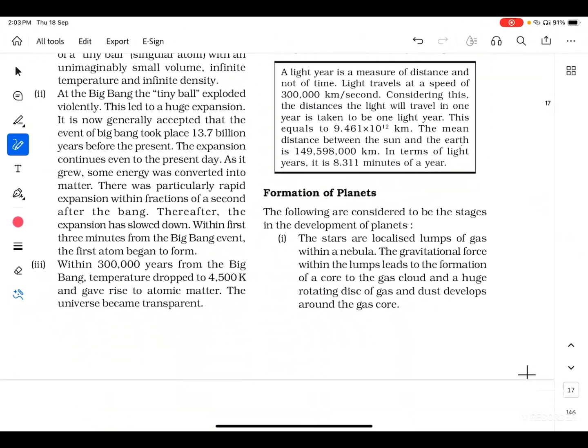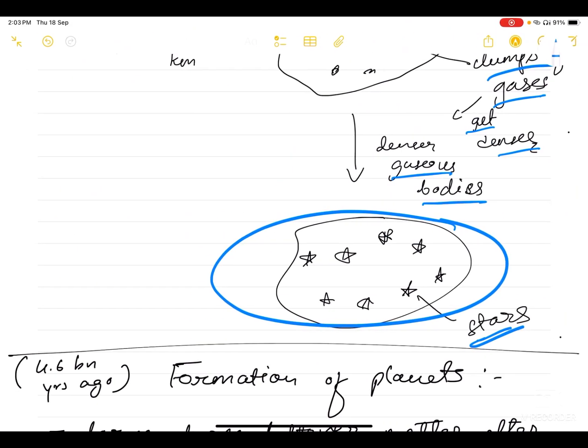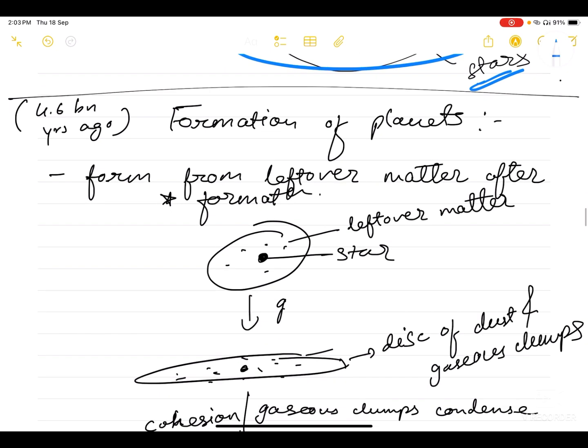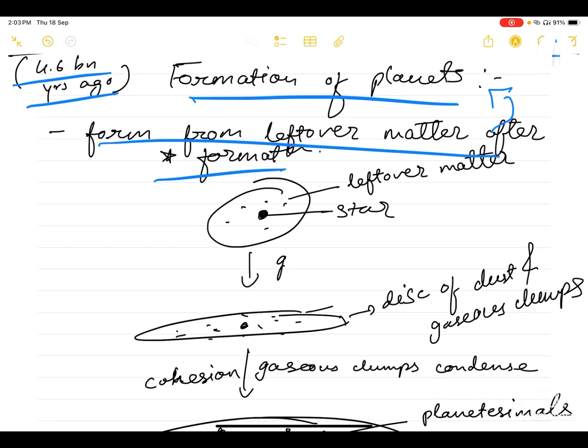The next topic that we are coming across is the formation of planets. Let's look into it. About 4.6 billion years ago, the formation of planets had happened. As the stars have formed, the planets are said to be formed from the leftover matter. How is that? Let's look into it. The star has already formed. Here is the leftover matter.